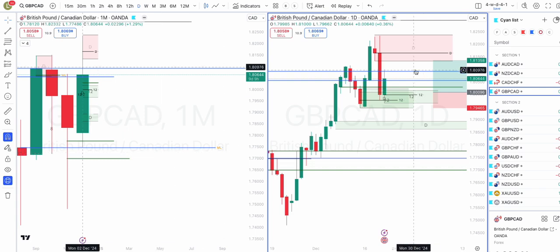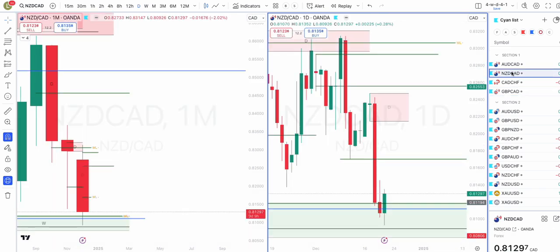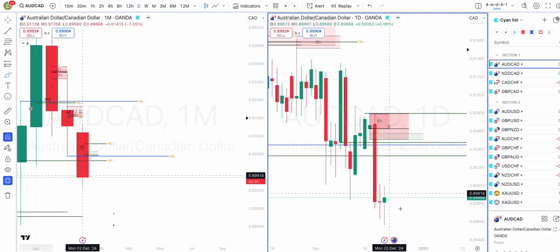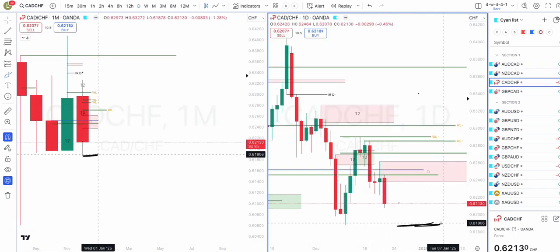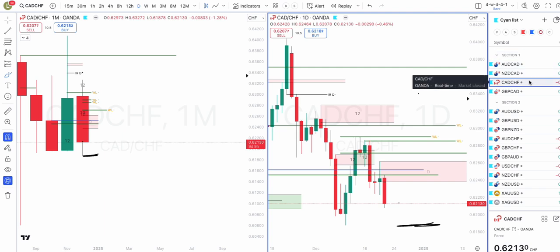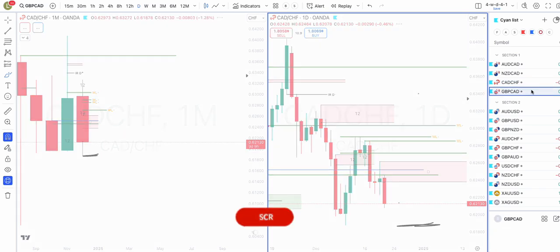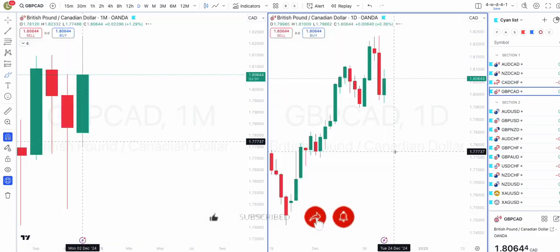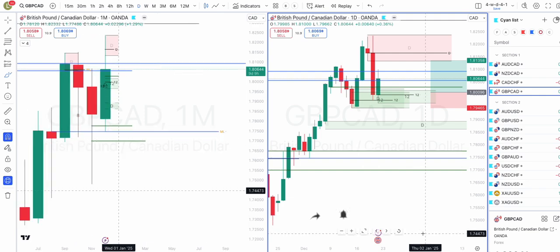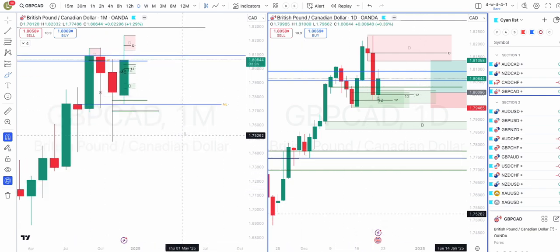Now, what is the probability of this bounce? Good probability according to me. What is the probability of this bounce? Again, good according to me. What is the probability of this? Right? So all of our plans are pointing to one thing, which is CAD can be weak, right? So with GBPCAD also there's a theme, which is what I'm focusing on.